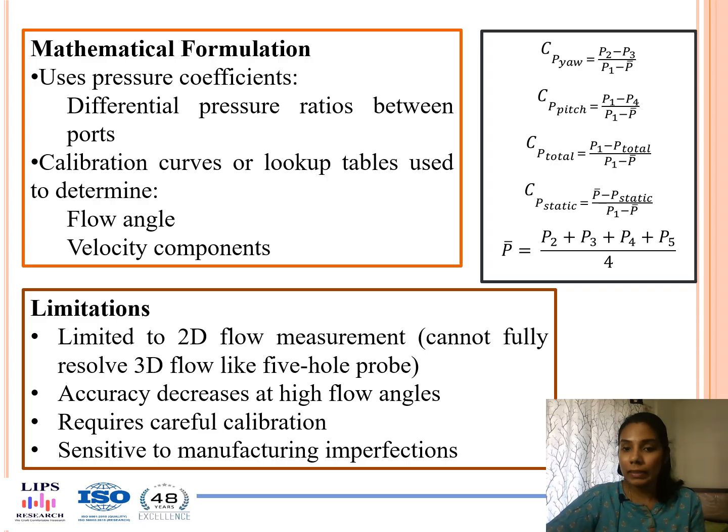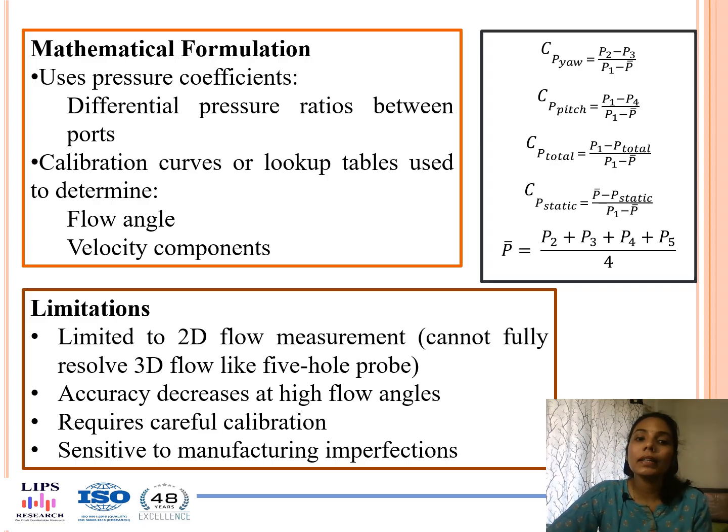So when the flow has a significant vertical component, there are restrictions in the capability of the instrument. Now, the second limitation is that accuracy decreases at higher flow angles. As the flow deviates more from the probe axis, the pressure distribution becomes highly non-linear. This makes it difficult to interpret the reading accurately, leading to increased measurement errors.